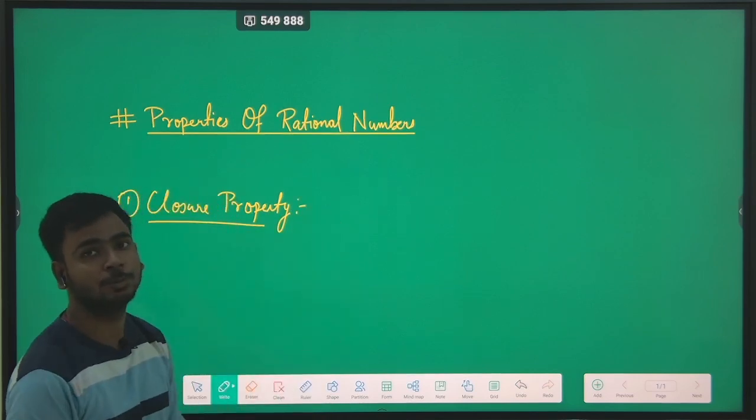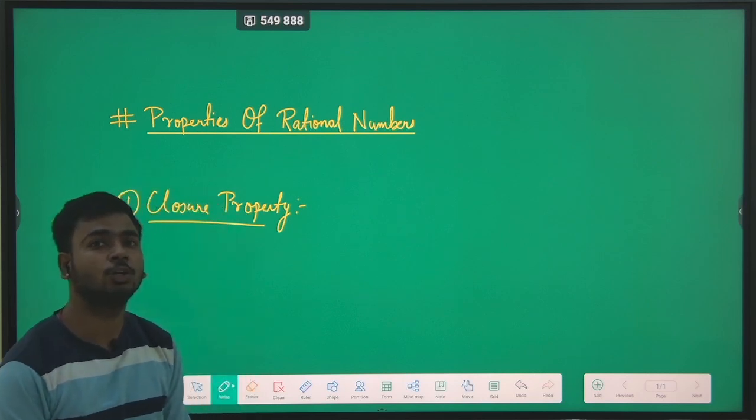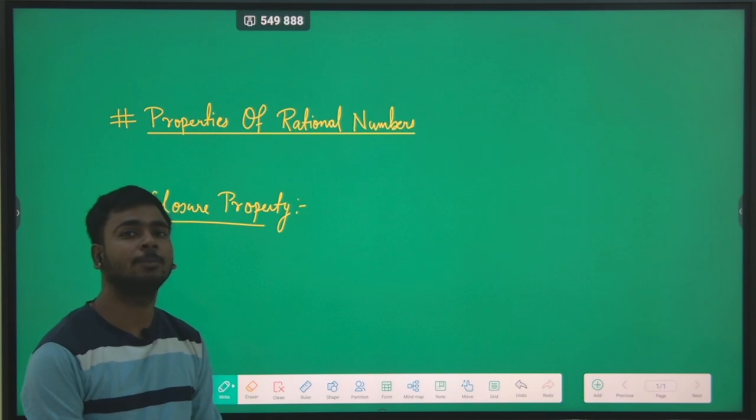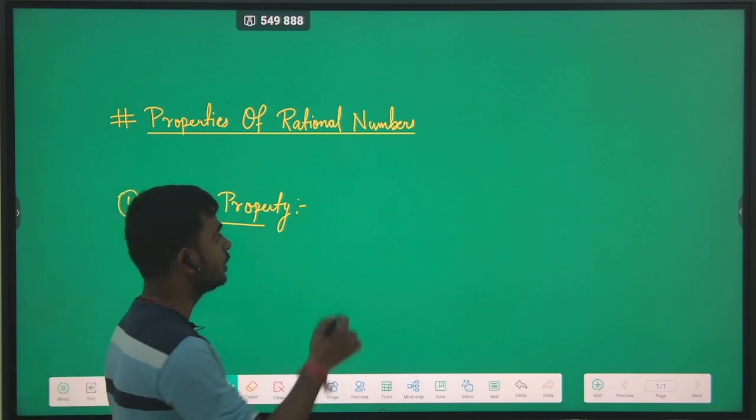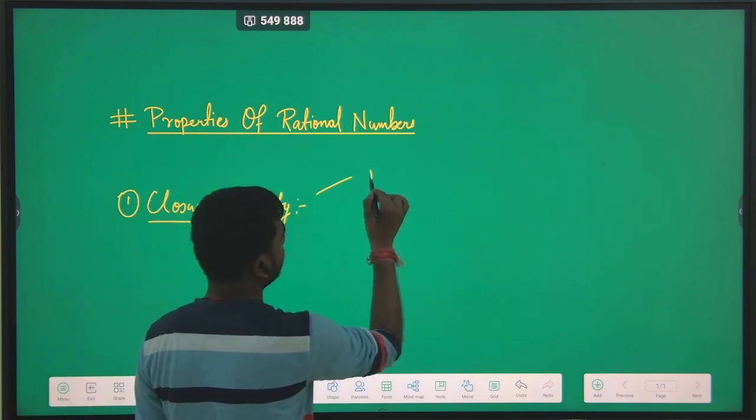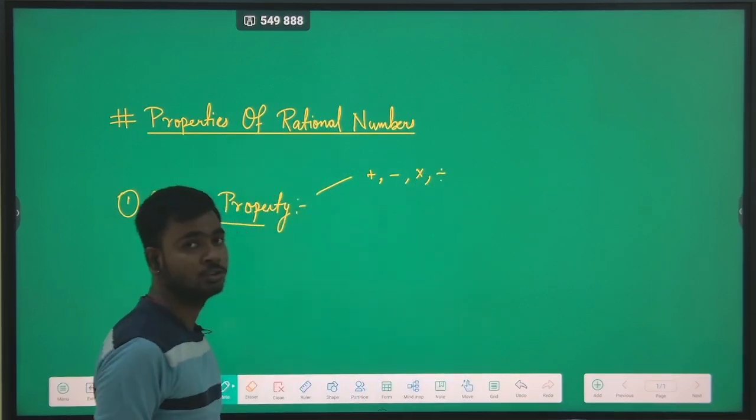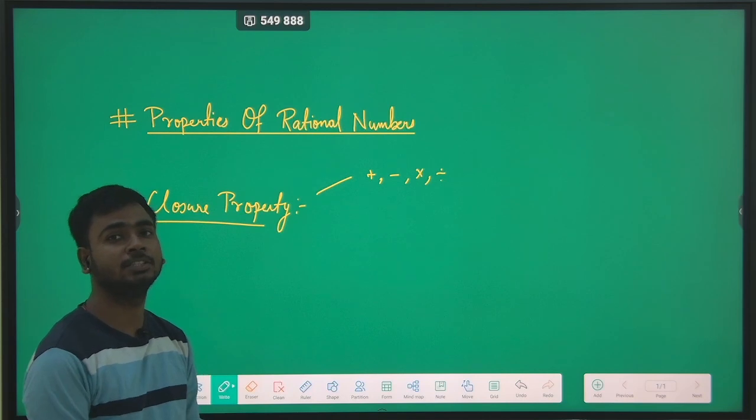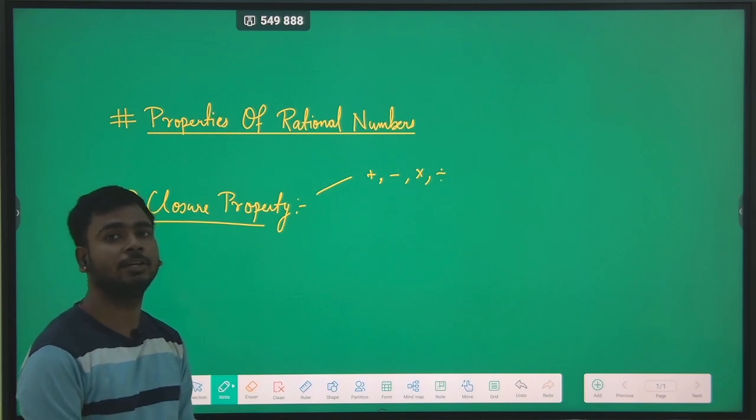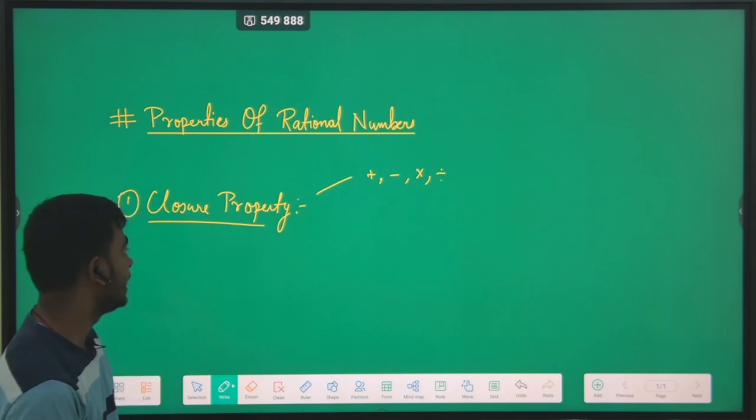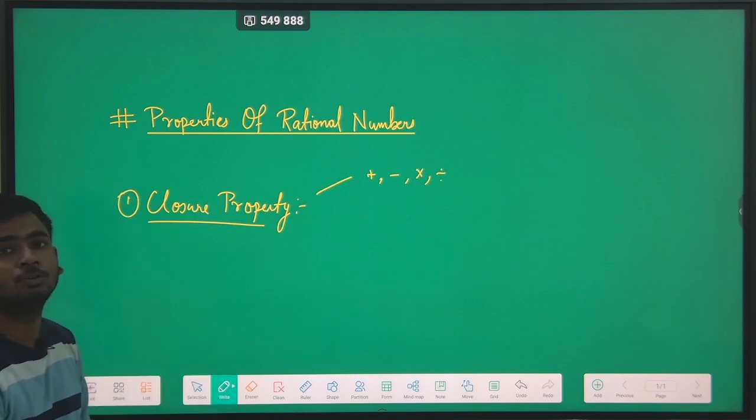So, what is closure property? If we are provided two rational numbers and they are operated with fundamental operations, what are our fundamental operations? These are addition, subtraction, multiplication and division. So under these fundamental operations, if two rational numbers are operated and we get the value as a rational number, then we say that the rational numbers follow closure property.